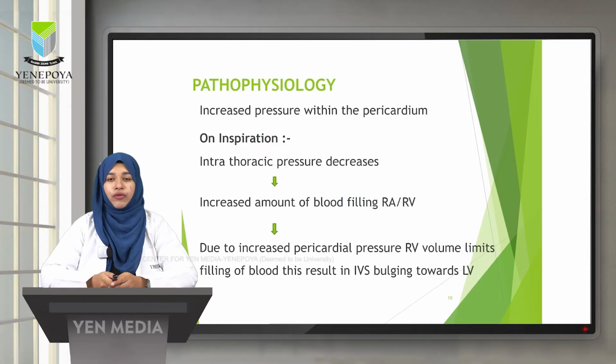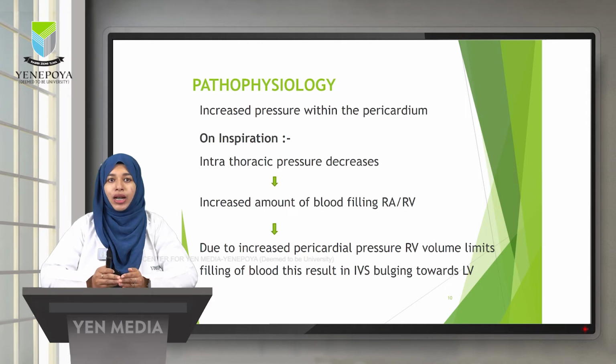Next, we will move on to the pathophysiology. What basically happens in cardiac tamponade, you have to remember, is there will be increased pressure within the pericardium. On inspiration, when a person inspires, the intrathoracic pressure decreases. When there is a decrease in intrathoracic pressure, at the same time there will be filling of blood in your right-sided chambers, that is, the RA and RV. So there will be an increased amount of blood getting filled in your RA and RV.